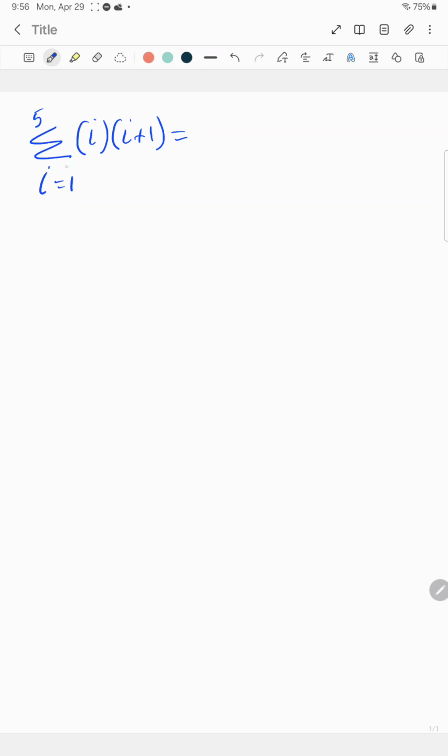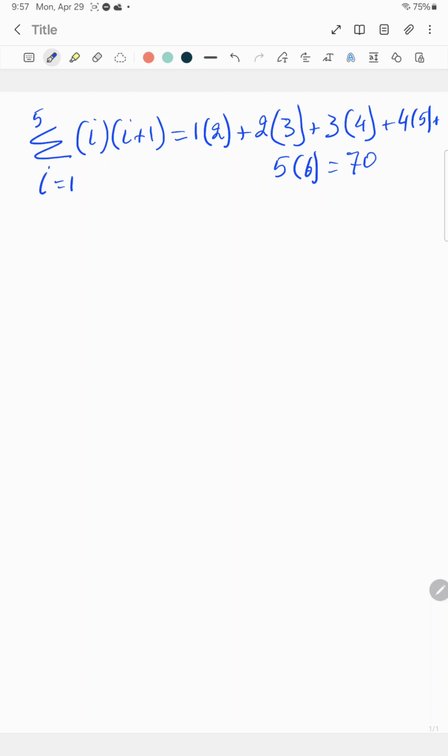So without the formula, the first time i is equal to 1, times 1 plus 1 is 2. The second time i is equal to 2, 2 plus 1 is 3. The third time i is equal to 3, and 3 plus 1 is 4. The fourth time i is equal to 4, and then 4 plus 1 is 5, and the last time, the fifth time, i is equal to 5 times 6. If you do that calculation, 2 plus 6 plus 12 plus 20 plus 30, you will have 70.